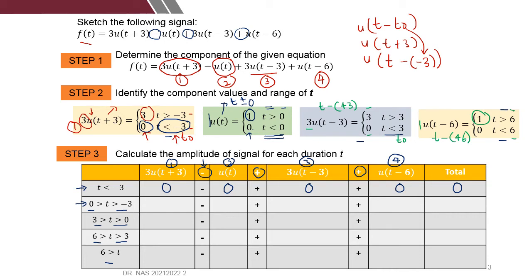So now moving to the next range, t larger than minus 3. For the first component, when t is larger than minus 3, now the amplitude is 3.